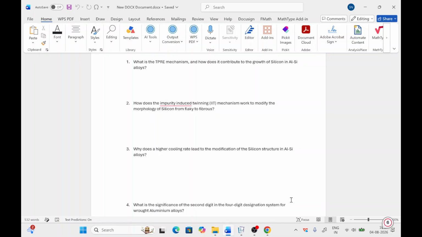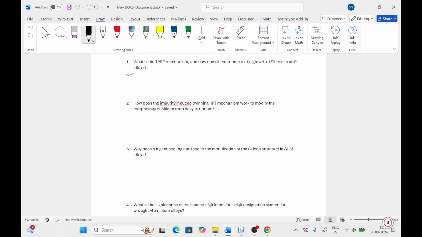So in aluminum silicon alloys, we have two phases. First is alpha aluminum and eutectic silicon. So this alpha aluminum is the matrix, and eutectic silicon forms particles and distributes among the aluminum matrix grain boundaries. So the morphology of this eutectic silicon defines the mechanical properties. Means if it is in flake shape.